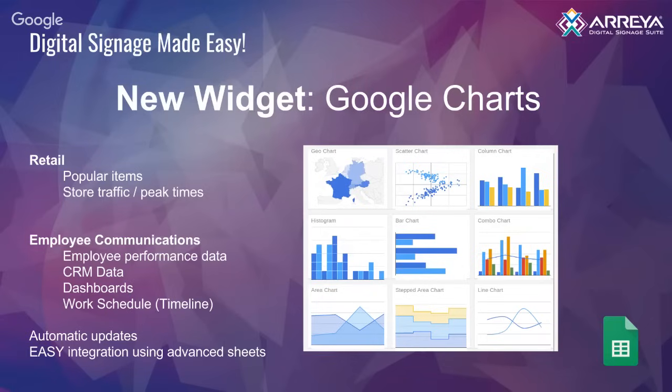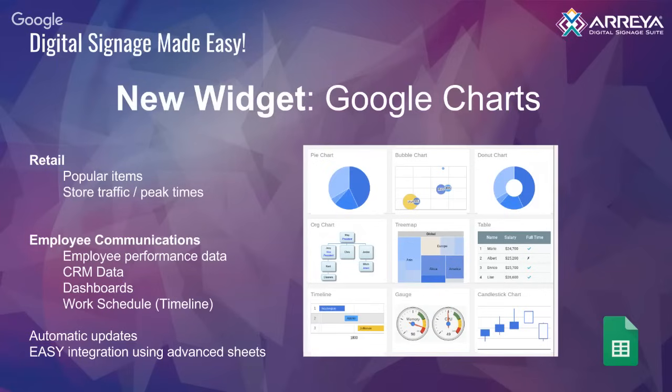So in a retail setting, you can do things about popular items, maybe a graph of store traffic or peak times. For employee communications, performance data, CRM data, any type of dashboard for sales, support, and call centers, as well as some unique types of charts. So you'll see some down here with gauges, timelines like a Gantt chart, org charts even. So as your organization updates, you can output an org chart right to your signage.